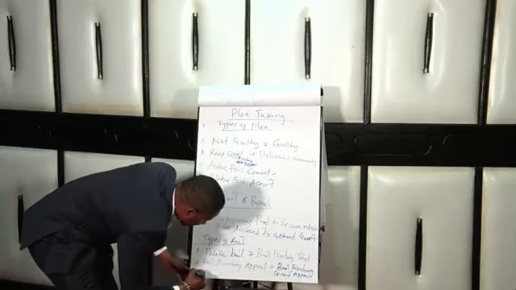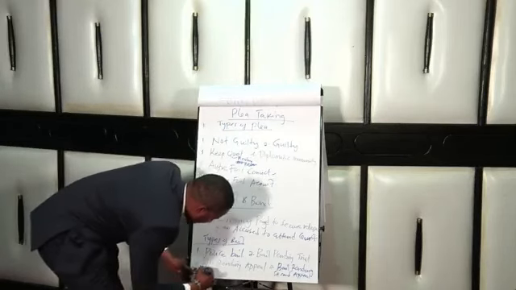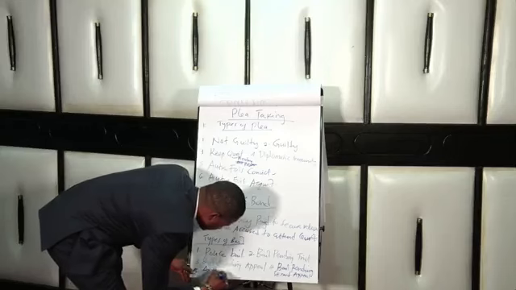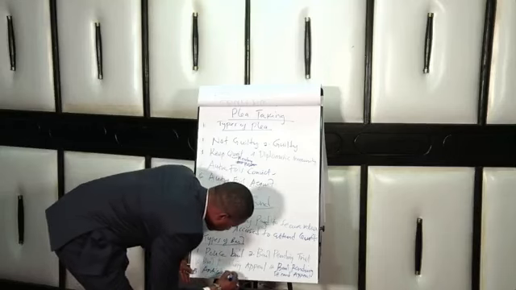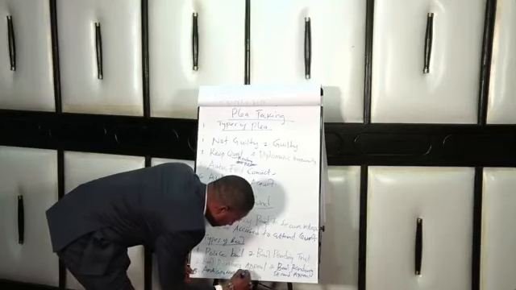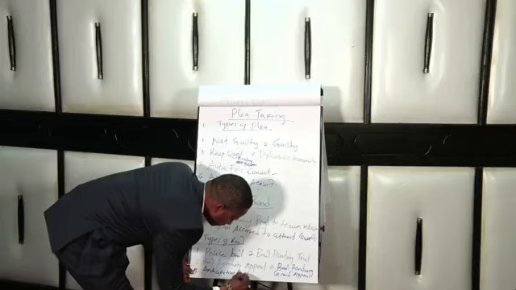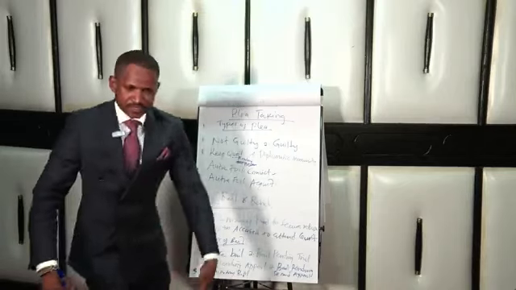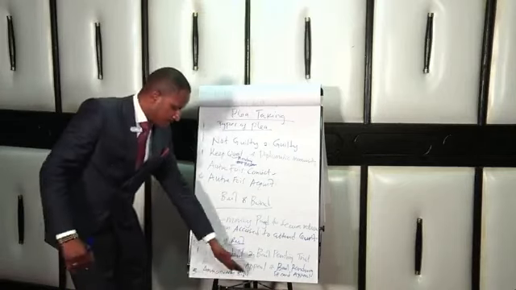Then there's another fifth one, which we call the anticipatory bail. You anticipate that you will be arrested. This is called bail pending arrest.